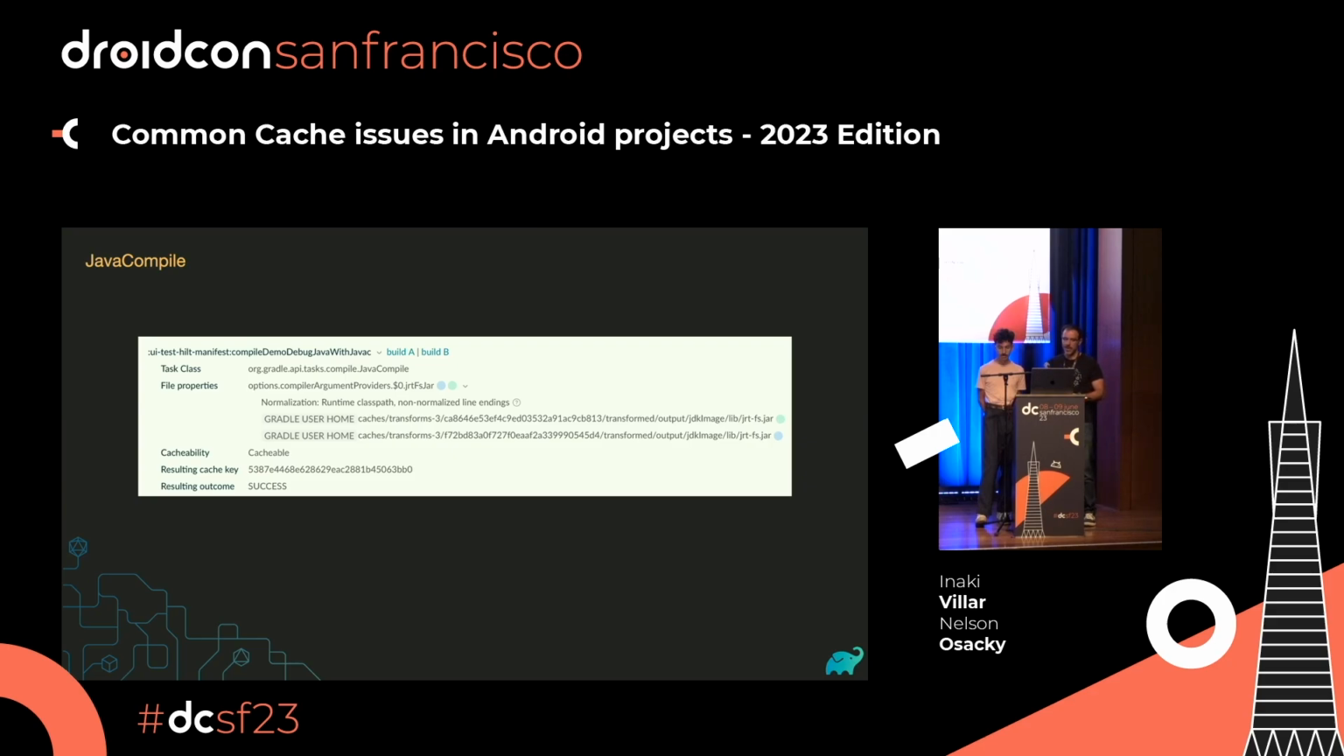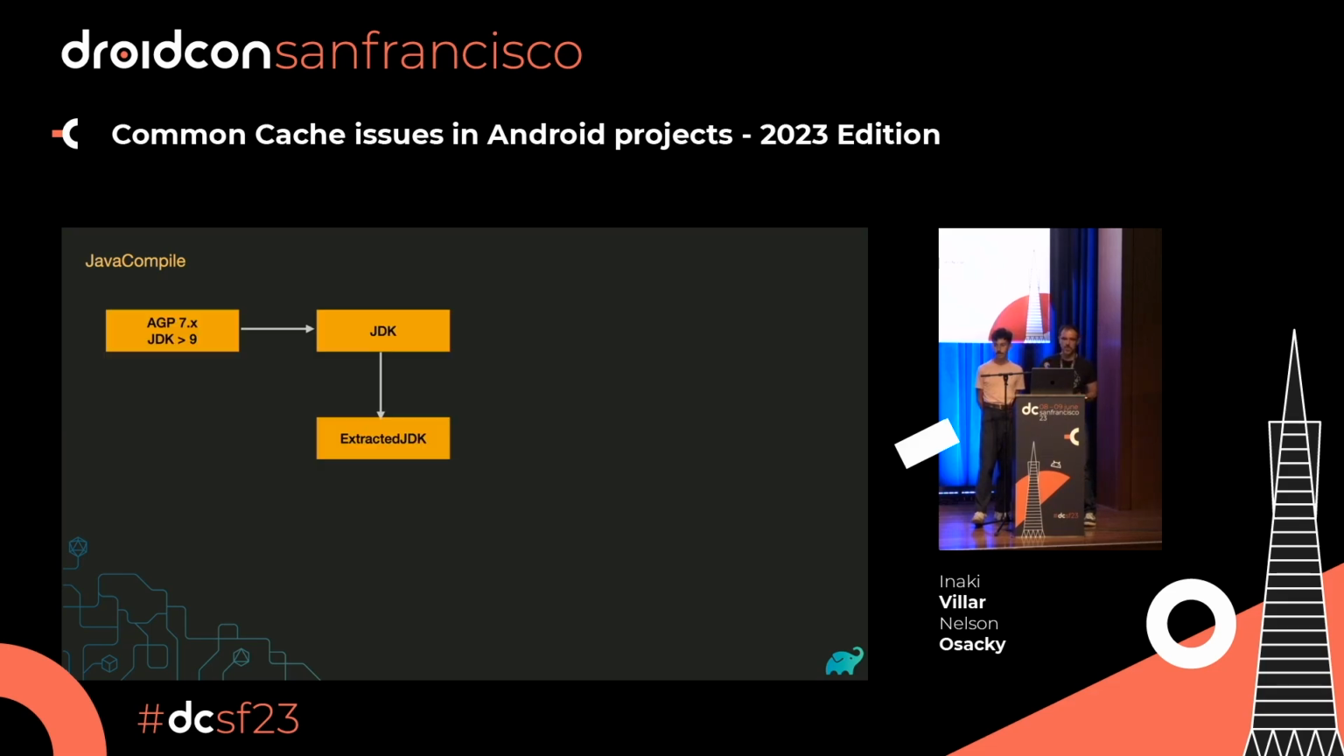So the Java compiler. This problem is when we have differences in one of the specific outputs called the transform output for the JDK image. This was very bad because it was always breaking the Java compilation. And let me give you a little bit of context.